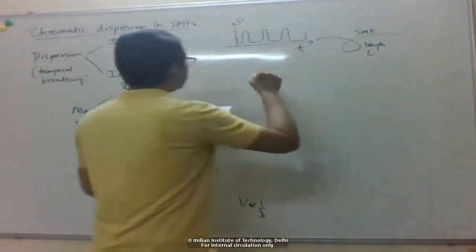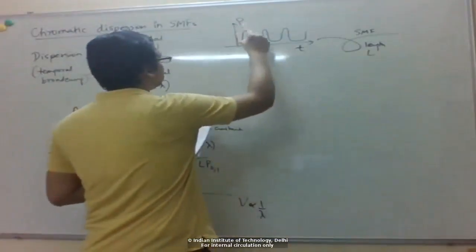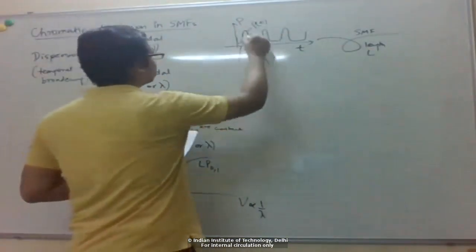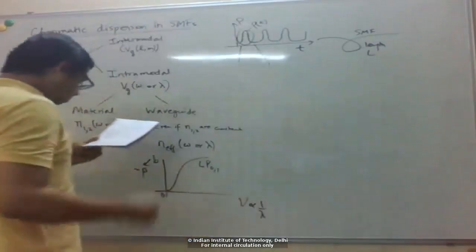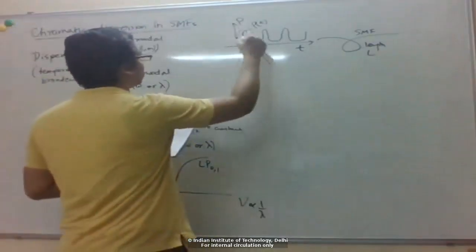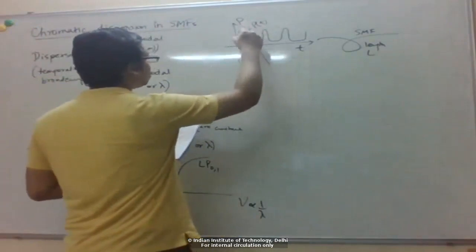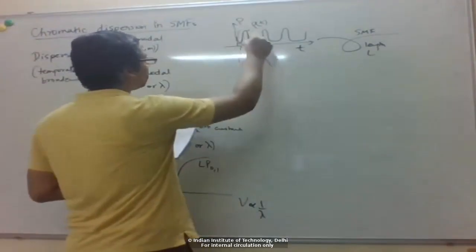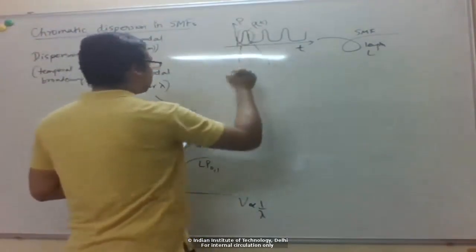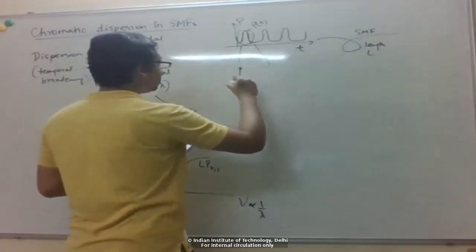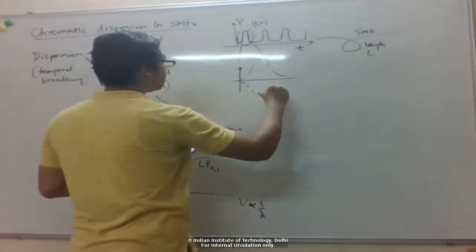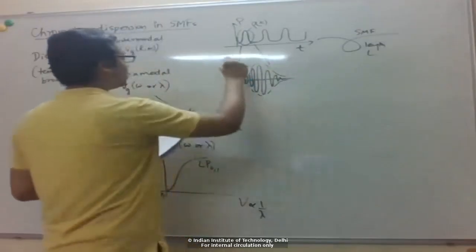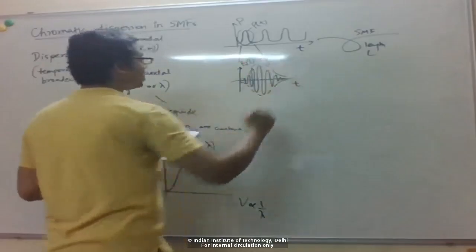Since this is some temporal profile P of t, if you take, for example, this pulse, the intensity of the power will look like that. Let's say, for example, in communication systems, bit 1 is sent as some high power, bit 0 is sent as low power. If you look at the electric field, that looks something like this for the pulse.